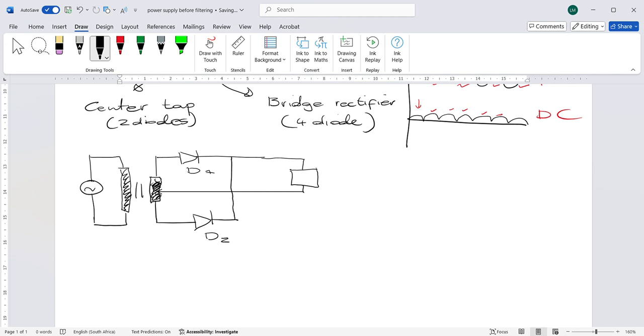Let me see. Center tap, you will find it on page 144 of our textbook. Half wave, you will find it on page 141. So in this case, in our textbook, you will find it on page 144.